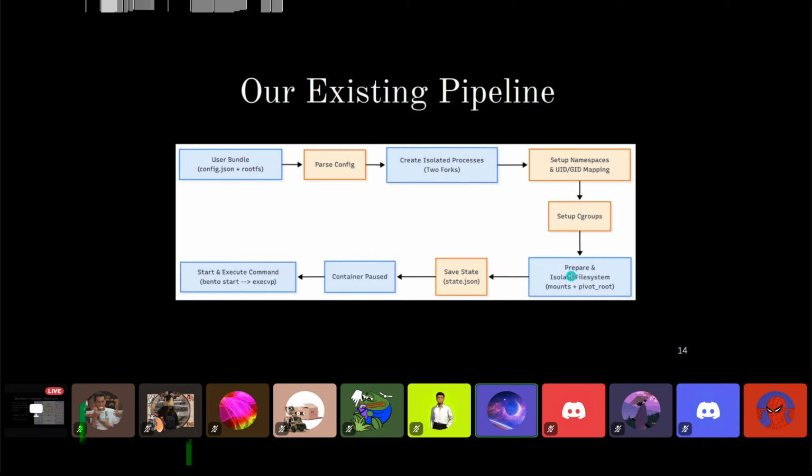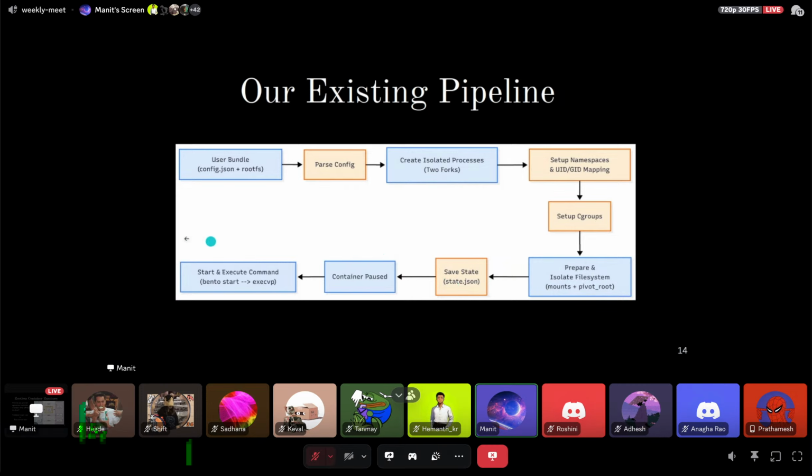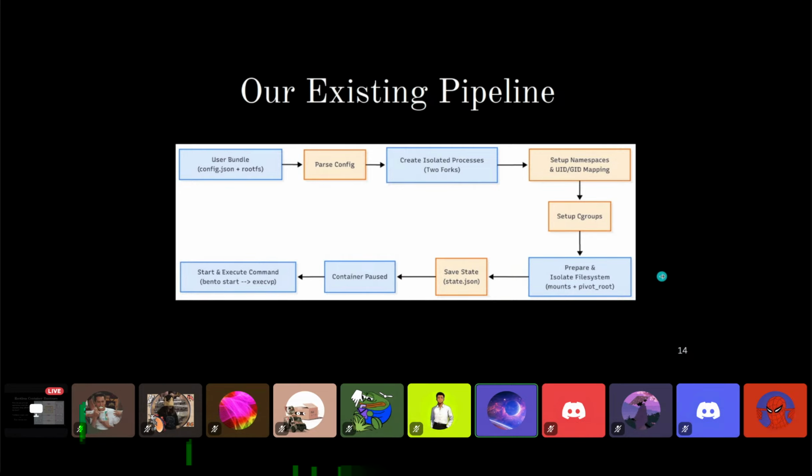And then within the container, we set up the remaining stuff and prepare and isolate its file system by setting up the mounts, as well as using pivot root so that it cannot see outside its current directory. And then we save the current state of this container within the state.json, and the container is then paused, and then it waits for the start command, and once that happens, only then it executes.